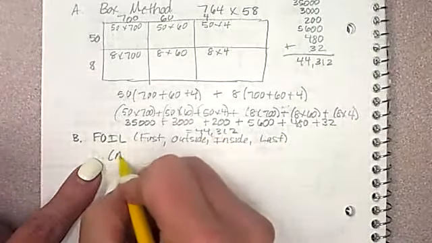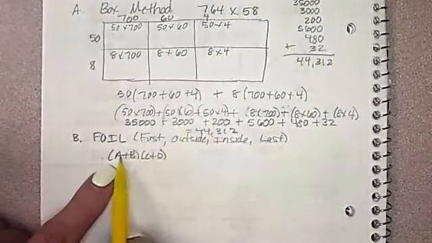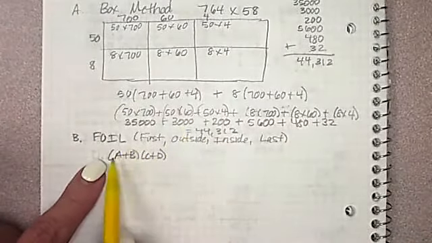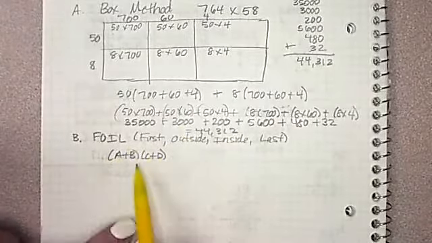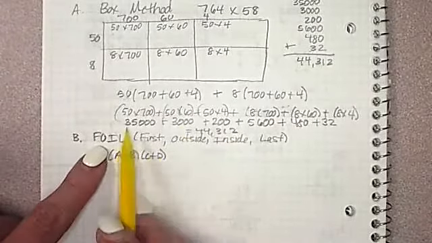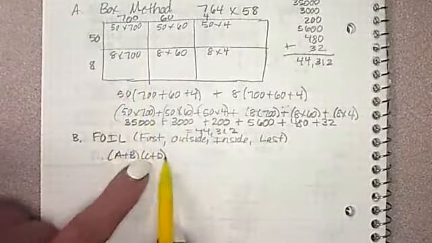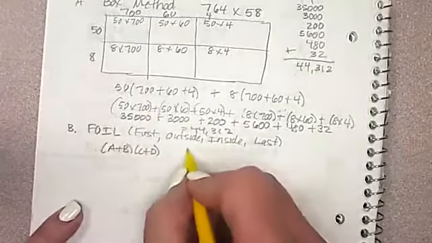So if we have A plus B times C plus D, now I have to tell you, this only works if you use what are called binomials, which are just two terms. If I had A plus B plus C plus D plus E plus F, that doesn't work for FOIL. You can distribute, you can do the box method, but not FOIL. FOIL only works if you have two terms in each of these parentheses.